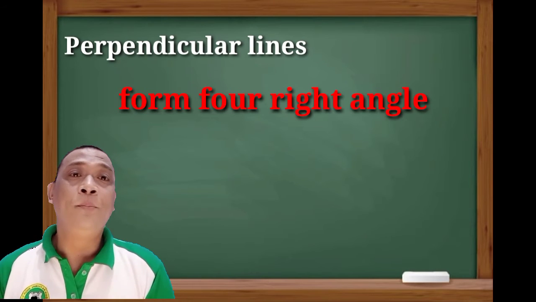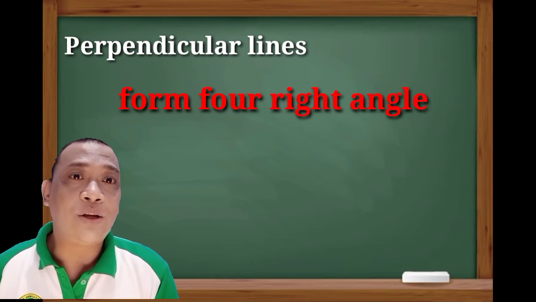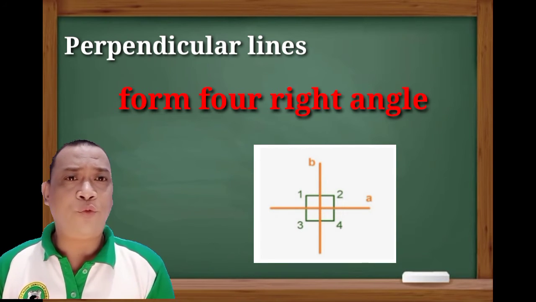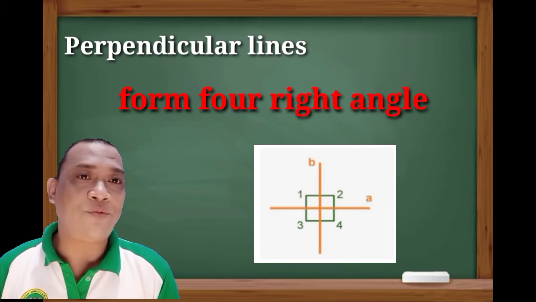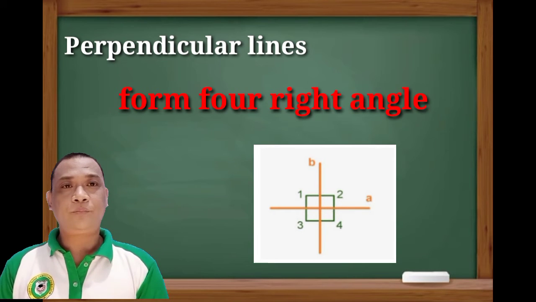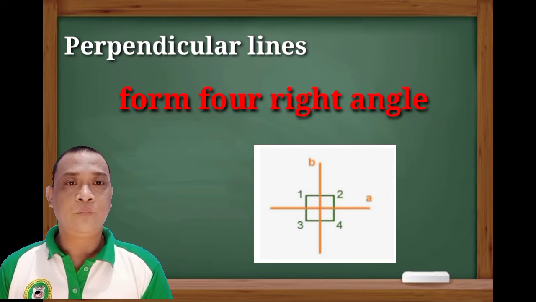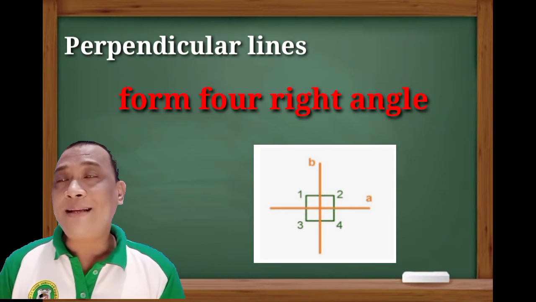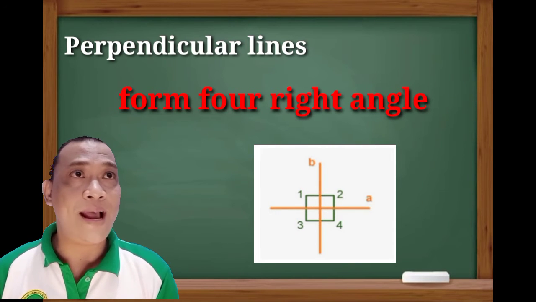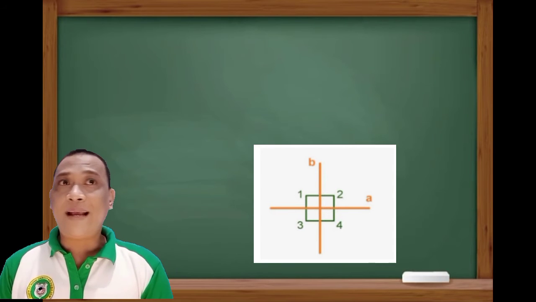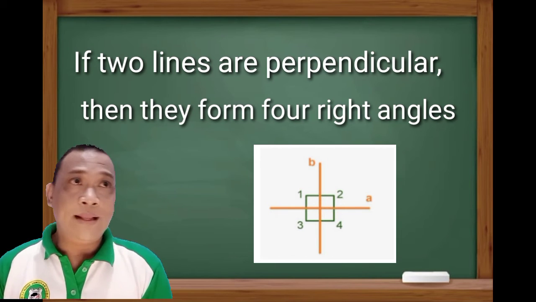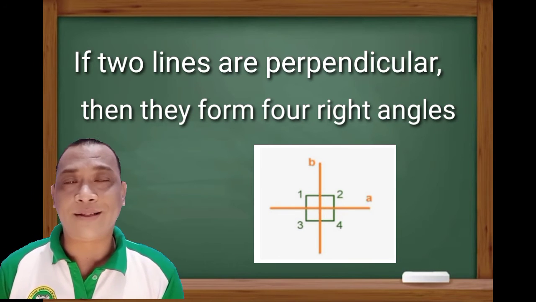Number 3. Perpendicular lines form 4 right angles. What does form 4 right angles stand for? Is that a subject or a predicate? Correct. That is a predicate. Therefore, our subject is perpendicular lines. The if-then statement is, if two lines are perpendicular, then they form 4 right angles.